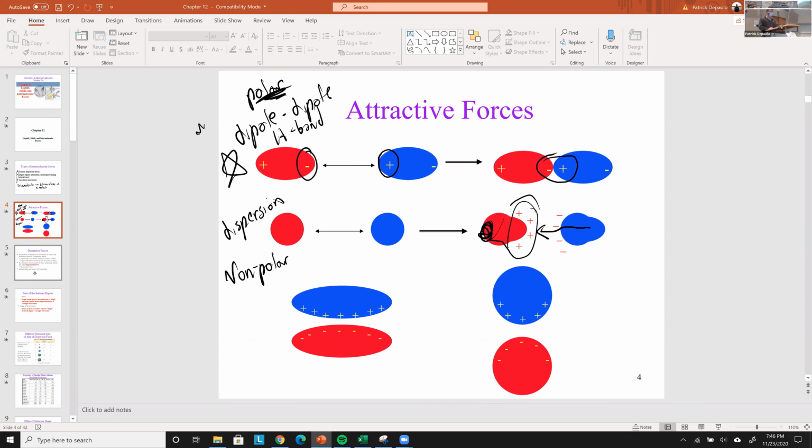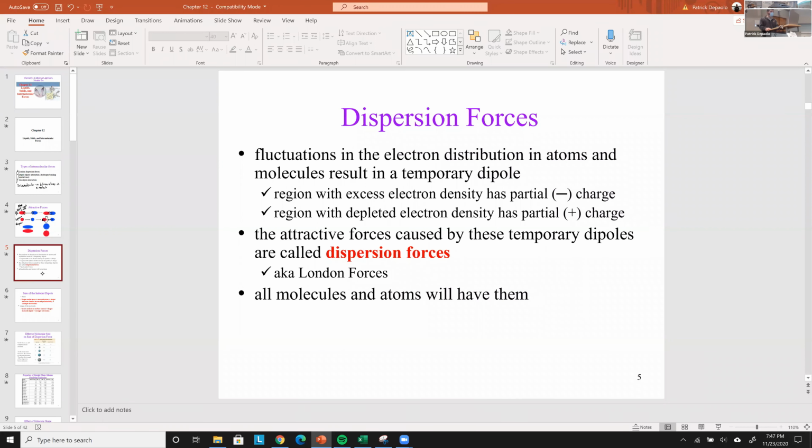Okay, so let's just cover that in words. Dispersion forces. The attractive forces caused by temporary dipoles are called dispersion forces, aka London dispersion forces. All molecules have them, technically.